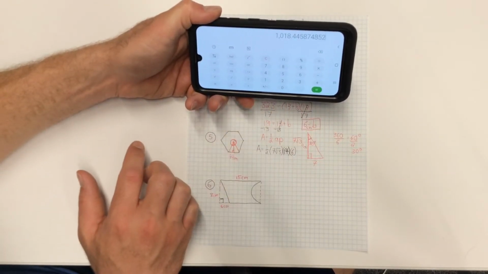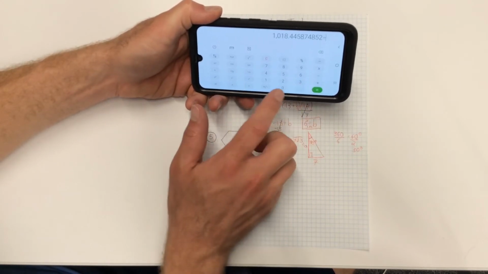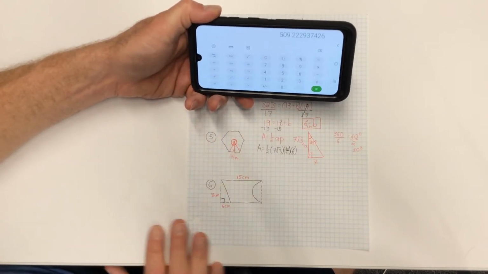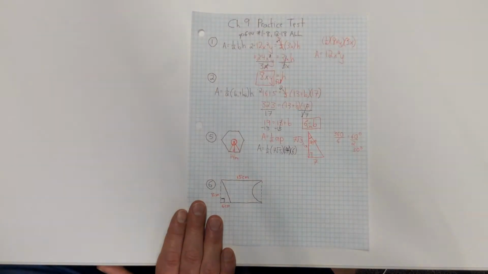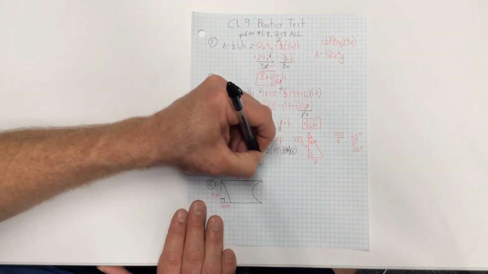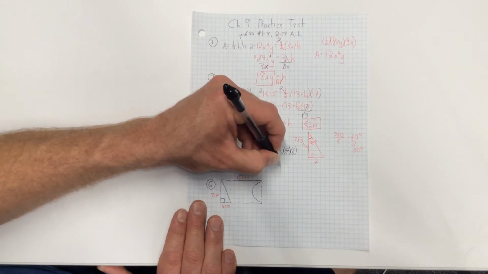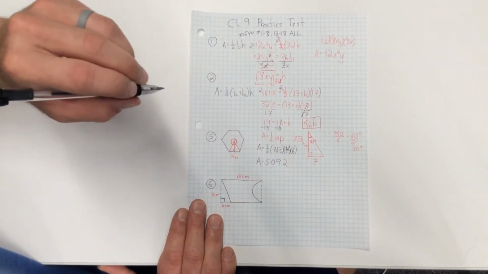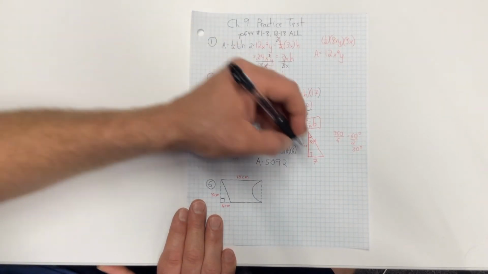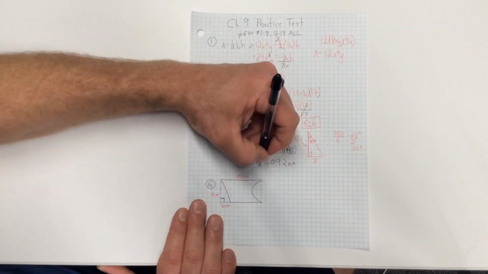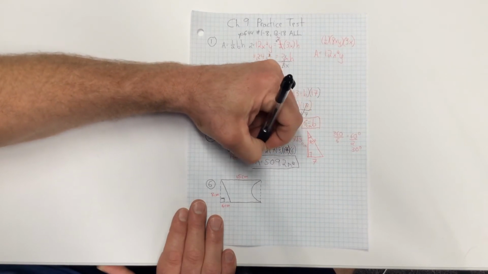And now we need to divide by 2 because I'm multiplying it by 1/2. So divide by 2, and I get 509.2, which is in fact correct. Area equals 509.2. It says to round to the nearest tenth, so we do. 509.2 meters squared. So there she is.